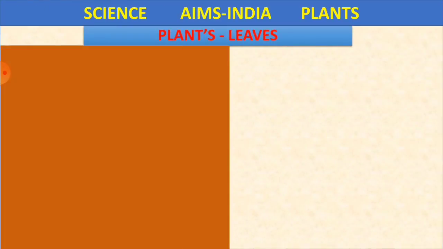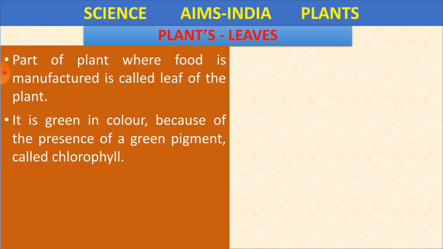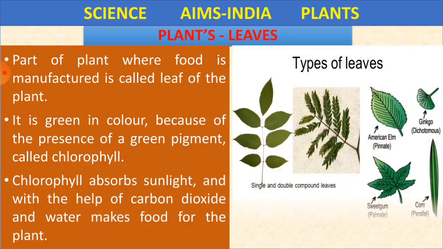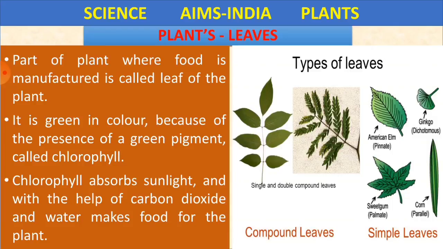Now, what about this plant's leaves? Until now we learnt the parts of a flower, then types of plants. Now, we are going to learn more about leaves. What are the parts of the leaves, how the leaves are structured in a plant. The part of a plant where food is manufactured is called the leaf of the plant. As you see in the diagram, we have so many leaves for different types of plants, and these leaves produce the food for us.